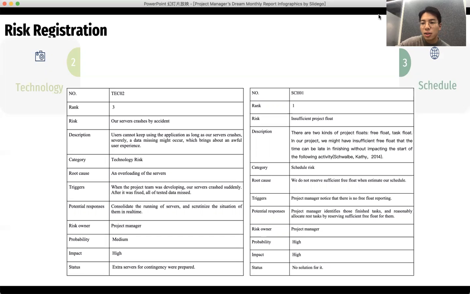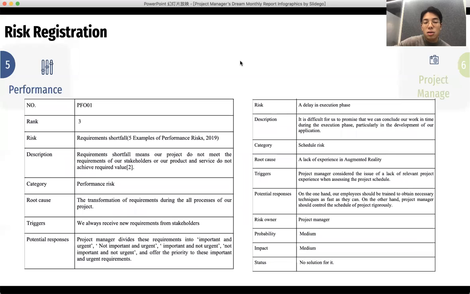So this could be a project risk of the test. And also the schedule may have problems with insufficient project float, such as free float and total float. In our project, we might have insufficient free float, so the time can be late in finishing without impacting the start of the following activities. And also we may face performance risks such as requirement shortfall, which means our project does not meet the requirements of our stakeholders, or our product and service do not achieve the required value. Also, the last risk is the project management risk. We might lack experience in some parts.